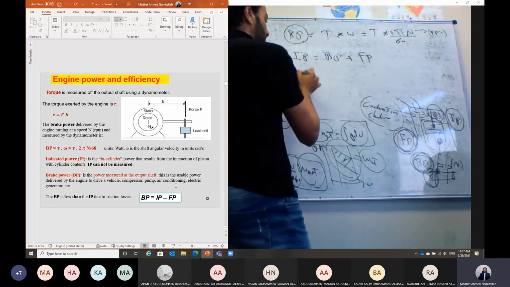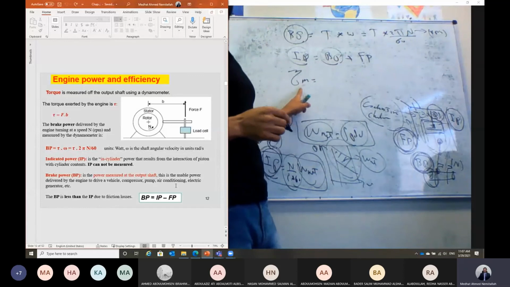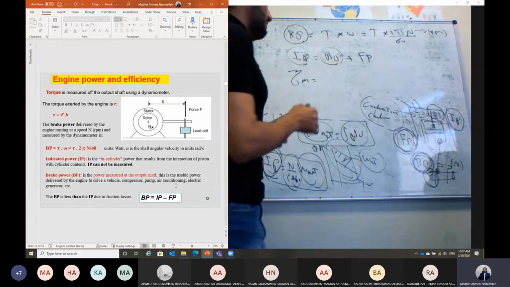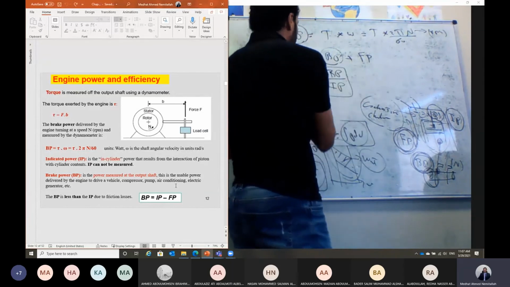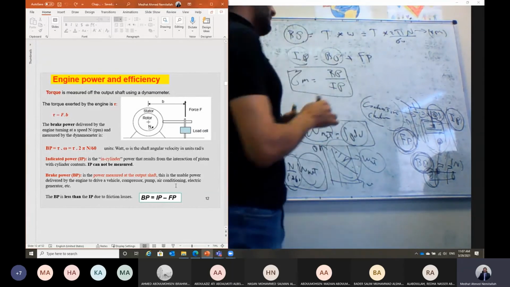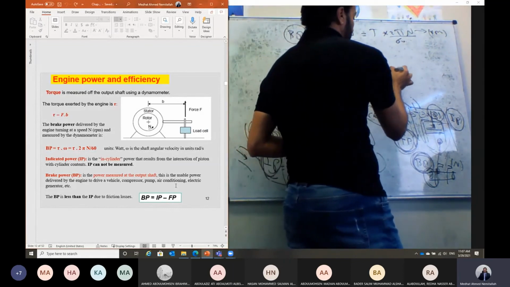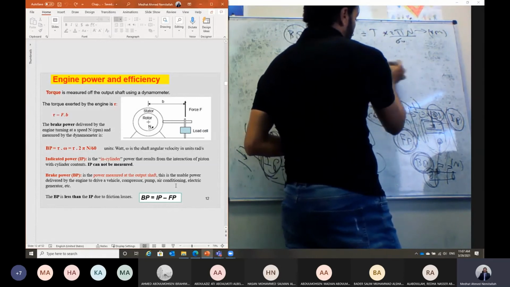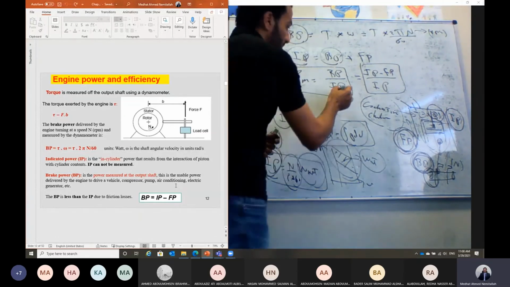And as we have conversion from one mechanical power to another mechanical power, we have to define a mechanical efficiency. So the mechanical efficiency of the engine is the ratio of the brake power divided by the indicated power. Or we can say the brake power, which is the indicated power minus friction power, divided by the indicated power. So the mechanical efficiency of the engine is the ratio between the brake power and the indicated power in this case.